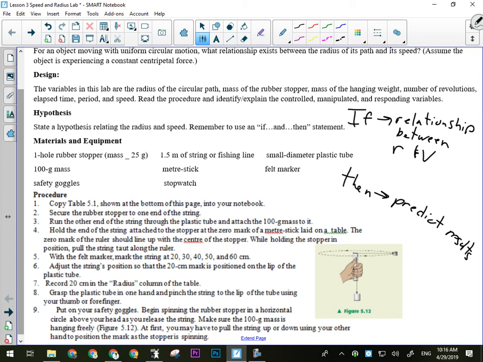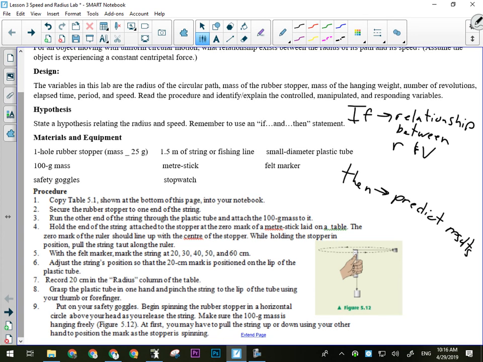It's pretty straightforward. The radii that we're going to be using are going to be 20 centimeters, 30, 40, 50, and 60 centimeters. What you will have to do, and this string doesn't look like it's nearly long enough for that, but maybe it is, is mark on the string. I can see one or two marks on there. Just take a board marker. I'll put a few more out here, and mark on the string those radii.